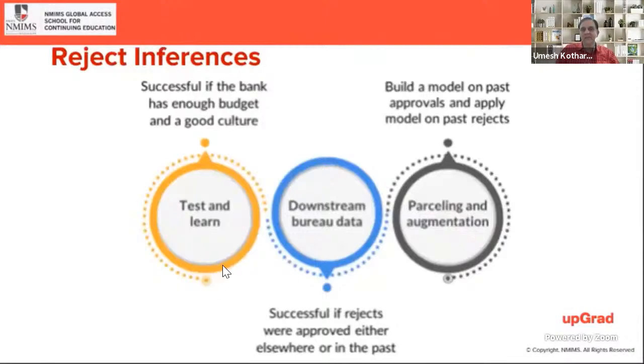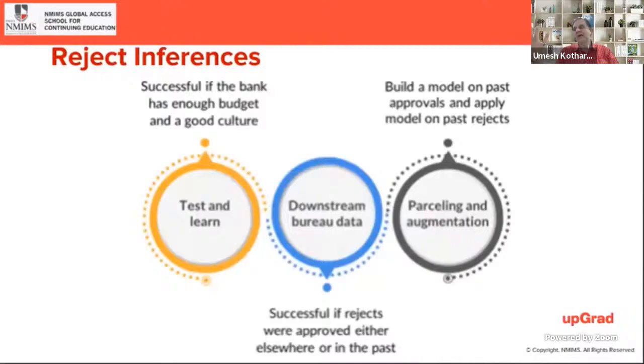And that's made up of three kinds of reject inference. Test and learn is successful if the bank has enough budget and a good culture, because it is continuous learning, and it can only happen if, as a culture, you are encouraging the idea that mistakes are meant to be learned from and improved upon, and mistakes do not mean failure but opportunity for improvement.